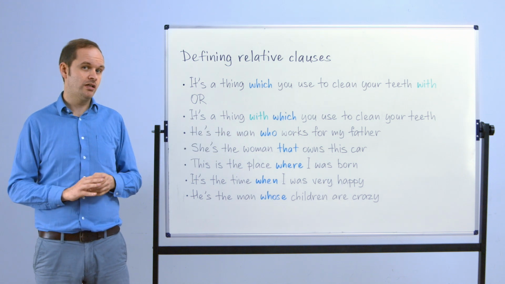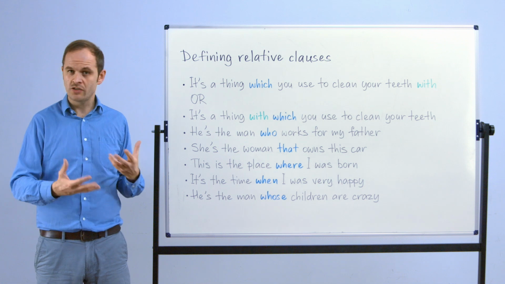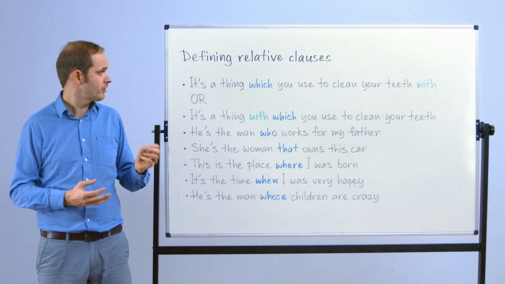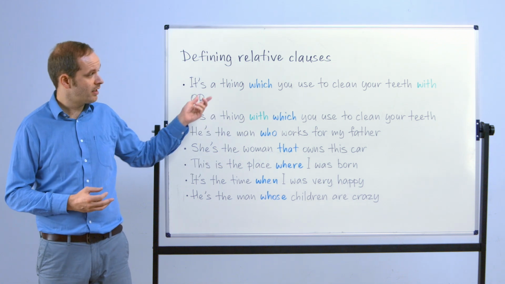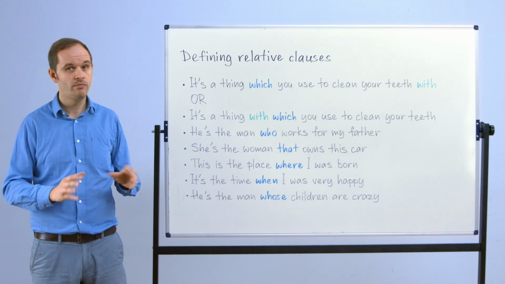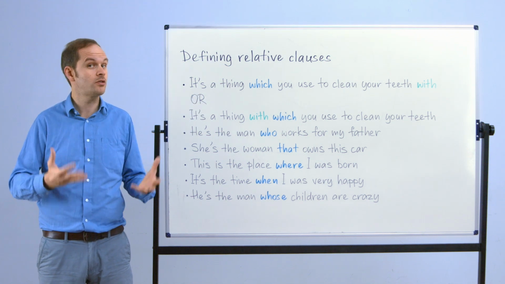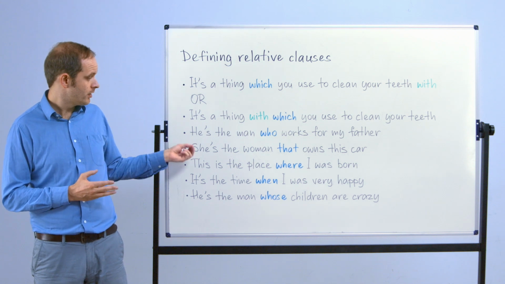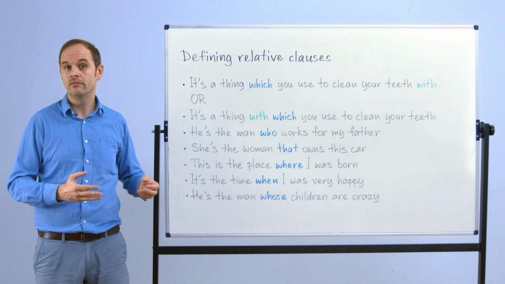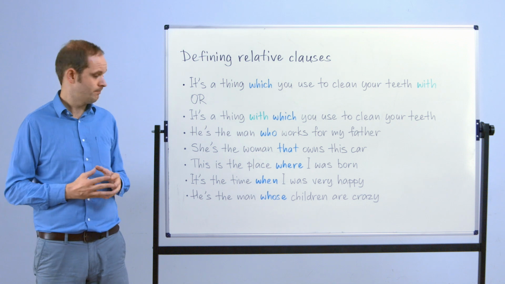Now, the strange thing about relative clauses is sometimes you can use that instead of them. For example, with which. It's a thing that you use to clean your teeth with. That's fine, it's the same as which, it's just an alternative. And with people, she's the woman that owns this car. It's the same as using who.